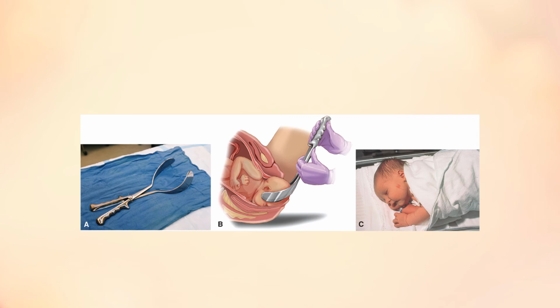The vacuum extractor is just that. It's a little cup placed on the baby's head. It's a suction cup, and suction is placed on the baby's head during the second stage of labor to help get the baby to come down. But if that cup pops off 3 times, the physician is going to have to do something else.